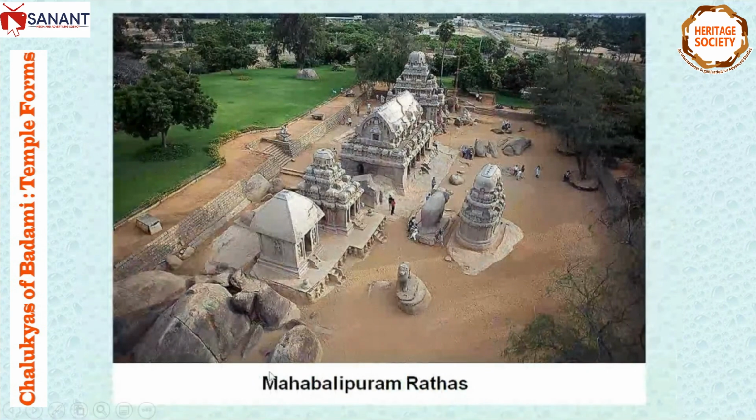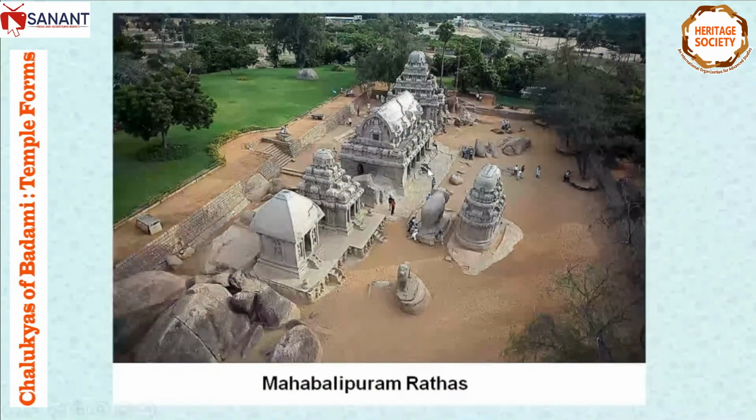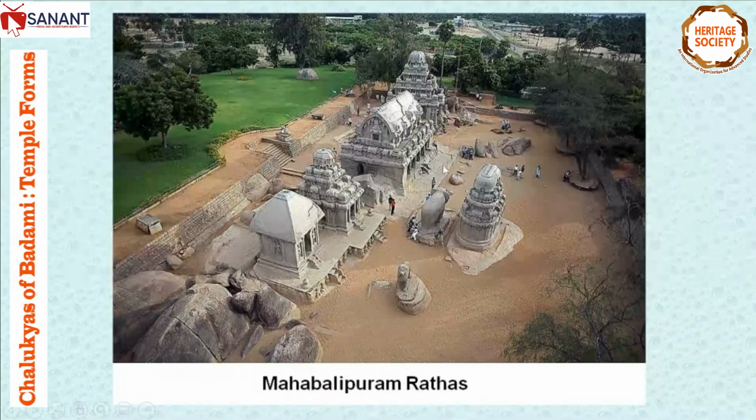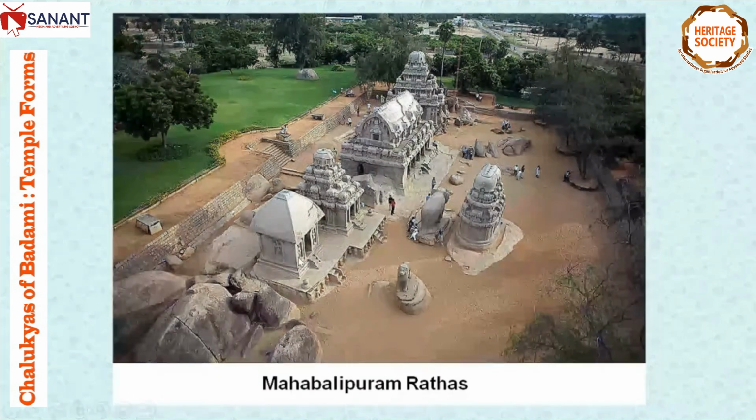I'm showing these rathas from Mahabalipuram here. These are monolithic temples, but they exemplify the basic temple forms of the Dravidian region, which have a bearing in turn on the complex temples which we notice in the Dravidian region. So this is a very simple hut-like structure you can see here. It's a monolithic temple known as Draupadi Ratha. We technically call it Kutakara temple.